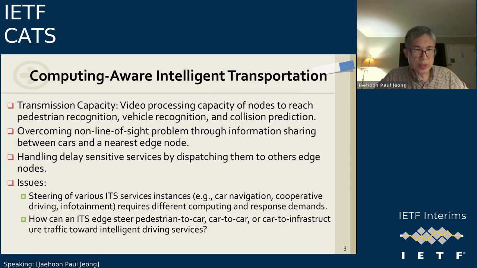So the issues are we can consider steering of various IETF service instances like car navigation, cooperative driving for safety like autonomous vehicle, and infotainment. They have different levels of requirement. We need to consider that. Also, how can an IETF edge server steer pedestrian-to-car, car-to-car, or car-to-infrastructure traffic toward the corresponding intelligent driving services?